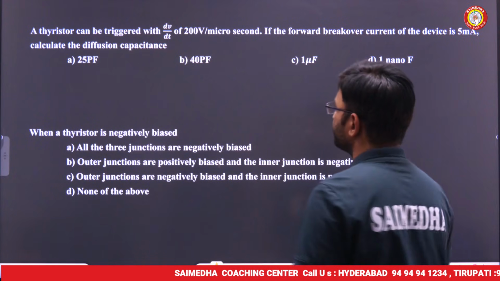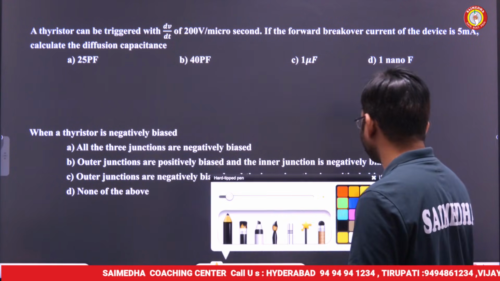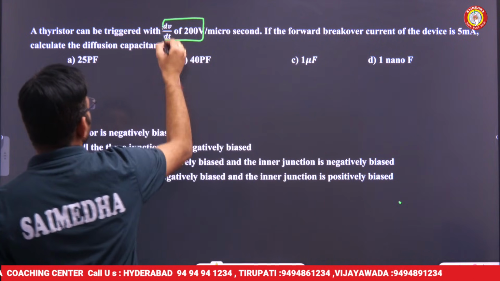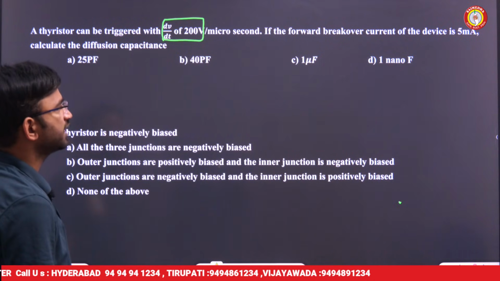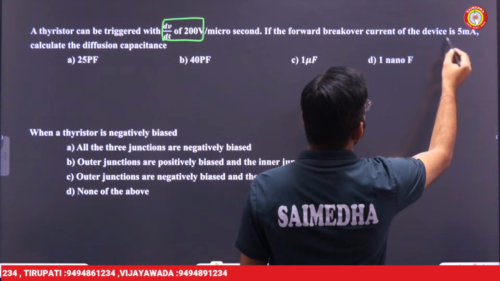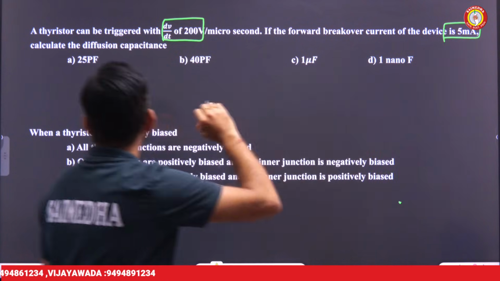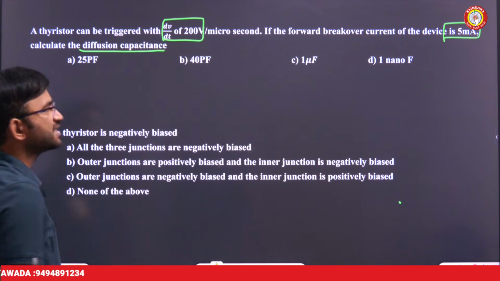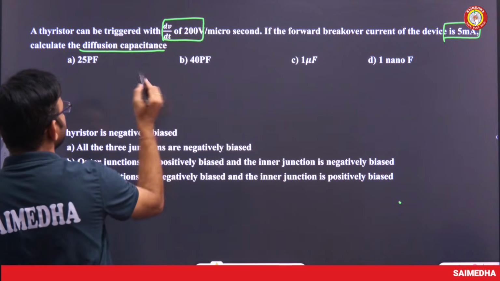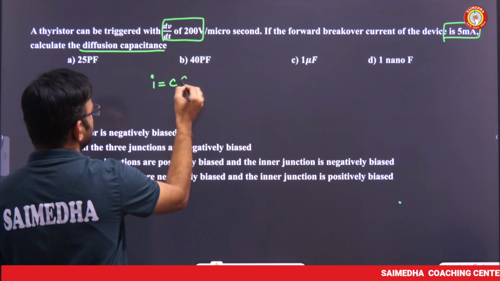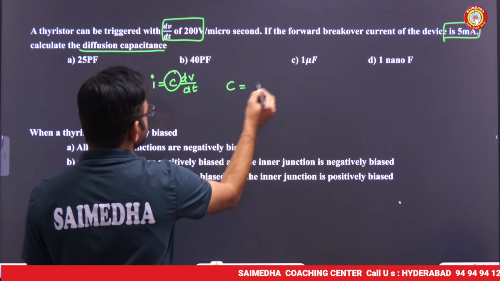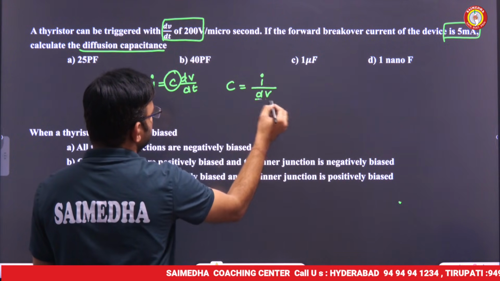Next, try to go through the next question, which is related to power electronics. A thyristor is triggered by dV by dt equal to 200 volts per microsecond. If the forward breakover current is given as 5 milliampere, find the diffusion capacitance. Current is given, voltage rate is given. You know the formula current I equals C into dV by dt, so capacitance equals current divided by dV by dt.